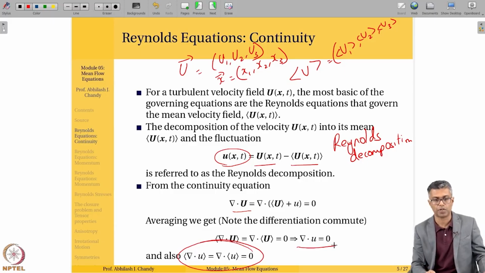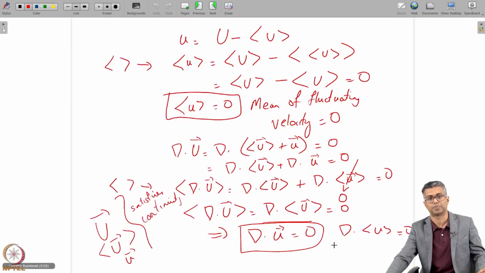So that's what we have here. Del dot u is equal to 0. Del dot capital U is equal to 0. Del dot mean of u is equal to 0. And del dot fluctuating velocity, the mean of the fluctuating velocity, is also 0.